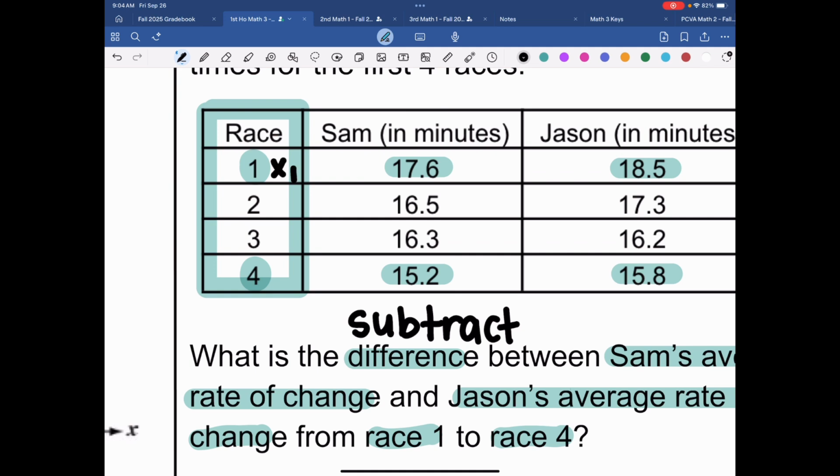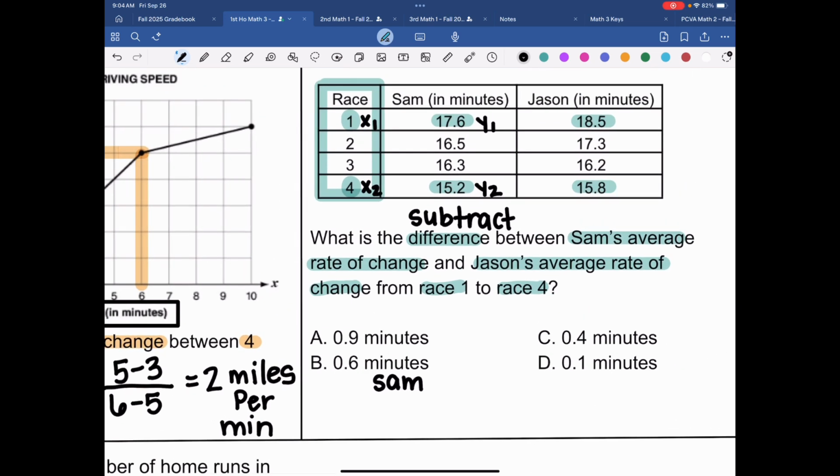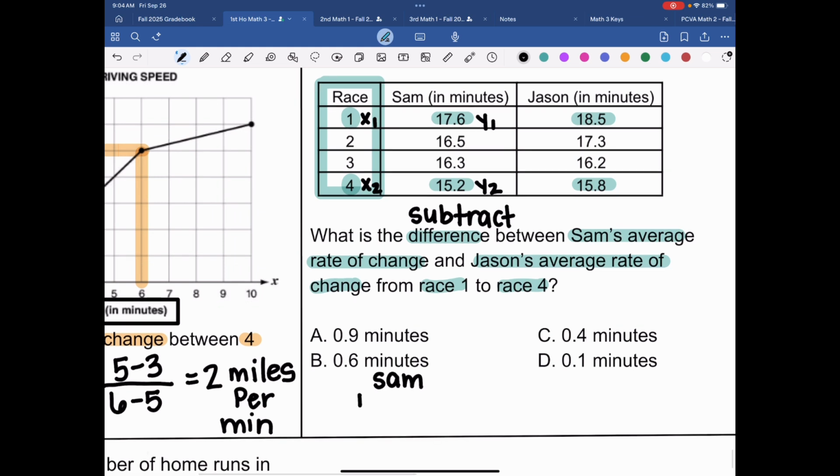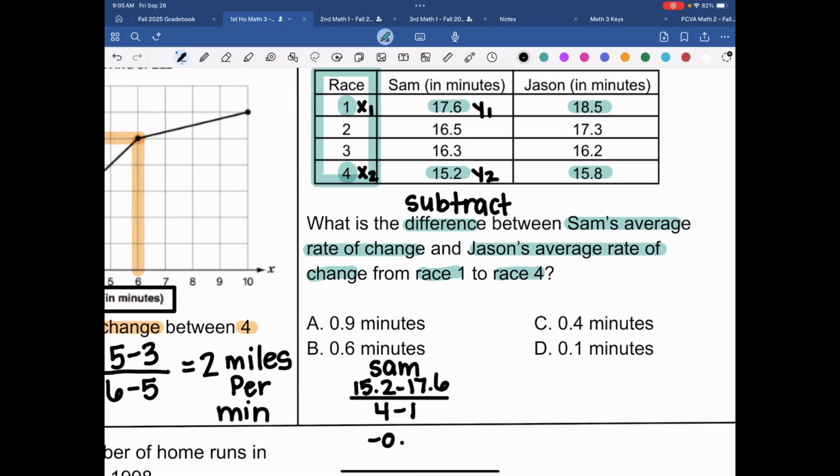So this is going to be my x1, x2. This is going to be my y1, y2. So we're going to calculate Sam's rate of change. So we're going to say 15.2 minus 17.6, and we're going to divide that by 4 minus 1. All right, so we're going to go to Desmos, so 15.2 minus 17.6, and then 4 minus 1. And that's going to give me negative 0.8.